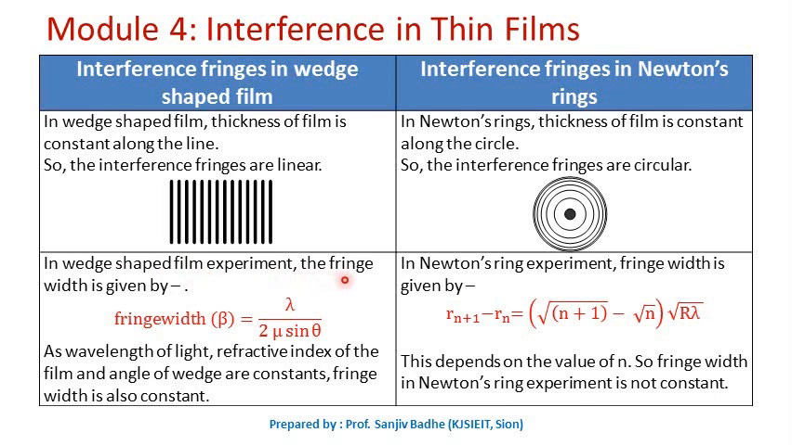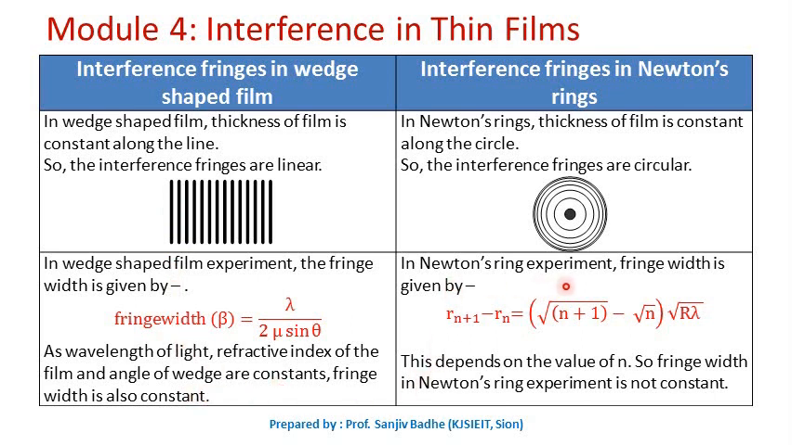In the wedge-shaped film experiment, the fringe width is given by λ upon 2μ sin θ. In a given experimental setup, the wavelength of light used in the experiment is constant, the refractive index of the film is constant, and θ, the angle of wedge, is also constant, and therefore the fringe width in the interference pattern obtained in the wedge-shaped film experiment will be constant.